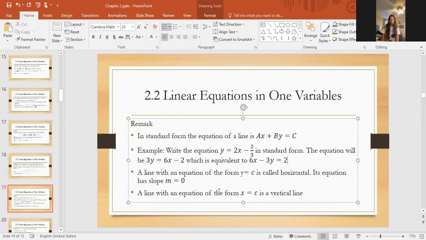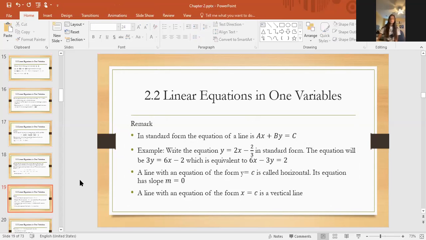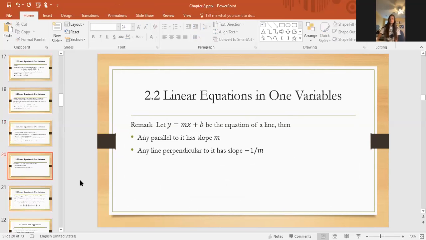If a line has an equation of the form y equals c, that line is a horizontal line on the rectangular coordinate system because its slope is 0. But if we have an equation like x equals c, it will be a vertical line. The slope is generally infinity, but we say that there is no slope. So those are some examples of equations of lines.